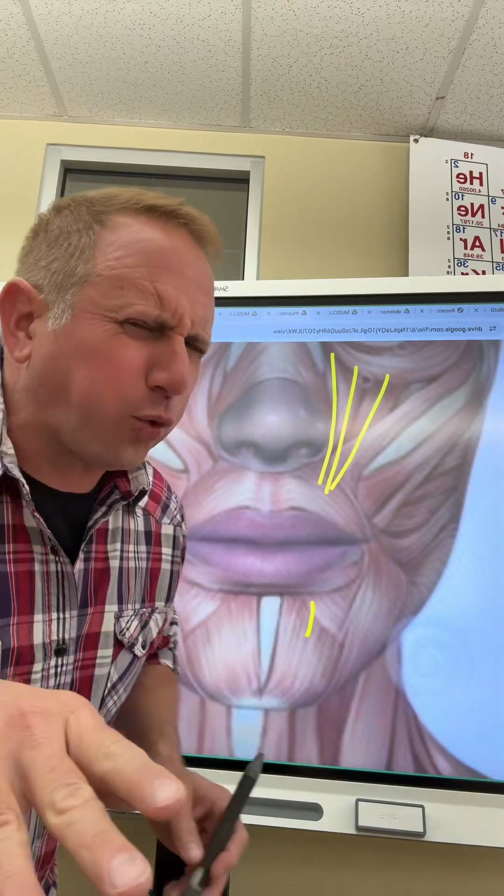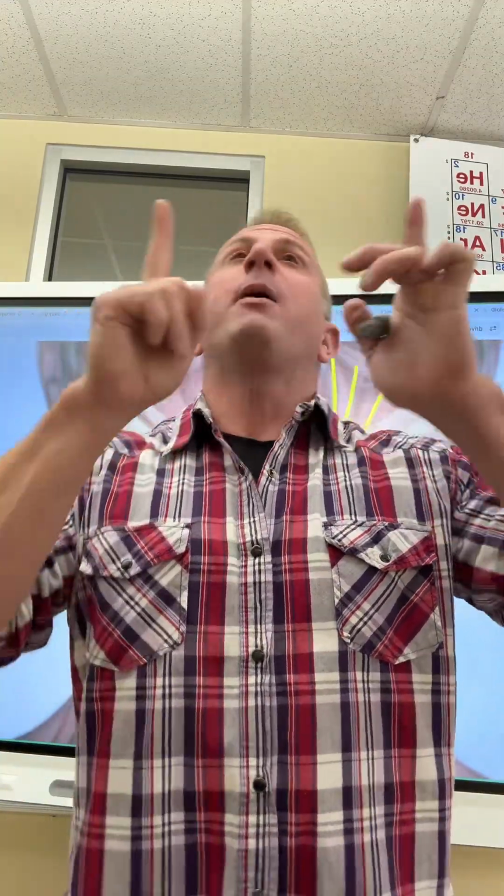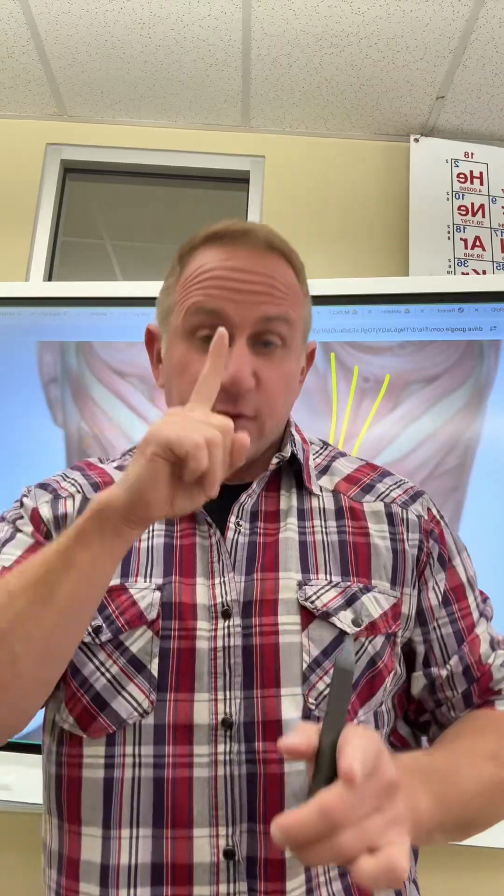And then a really cool sounding one, the levator labii superioris alaquesia. Alaquesia means wings of the nose. So the levator labii is lip lifters, and then angularis, and then superioris, and then alaquesia, which means wings of the nose. So if you raise your lips up like this, you can see my nose also moves. And so this is the levator labii superioris alaquesia.